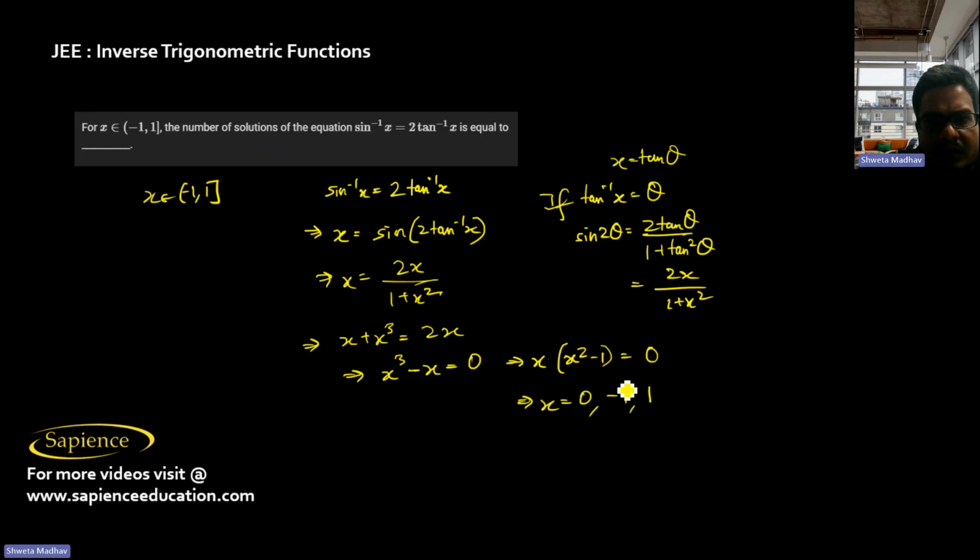So minus 1 is not within the given range. So therefore the values of x can be either 0 or 1. So there are only two solutions. So the number of solutions will be 2. So 2 is the answer.